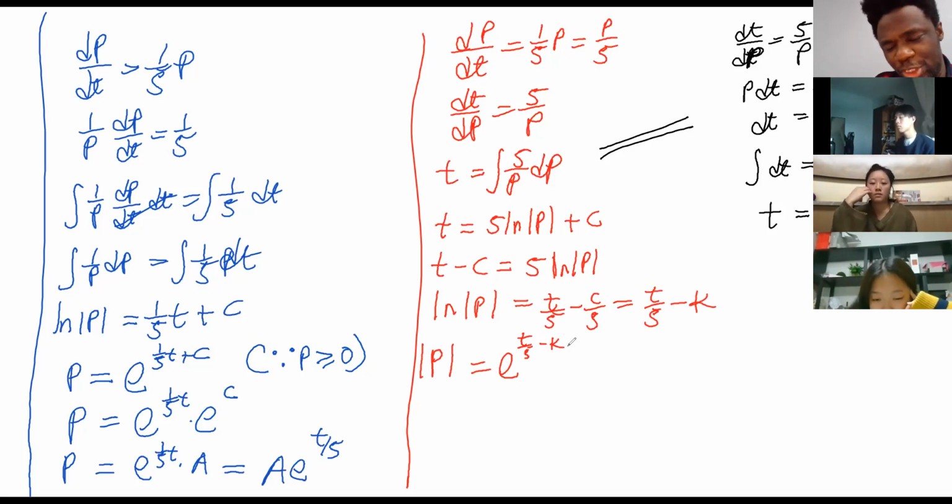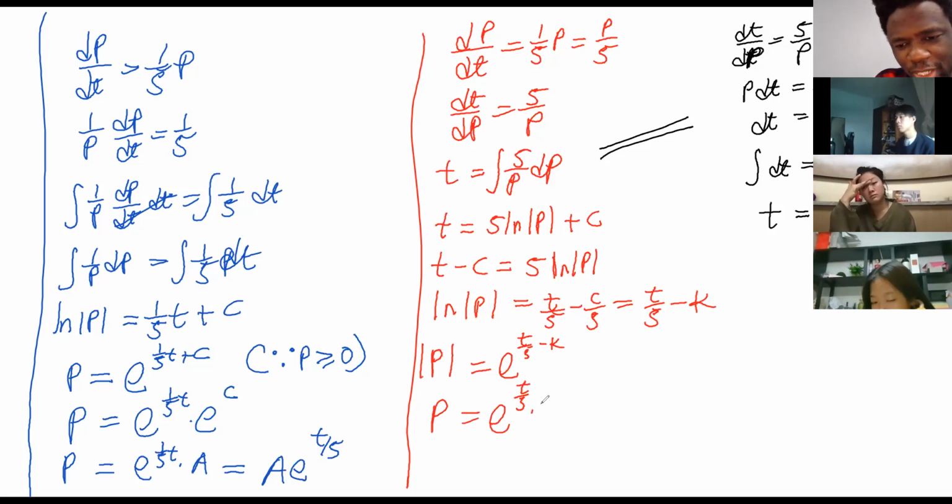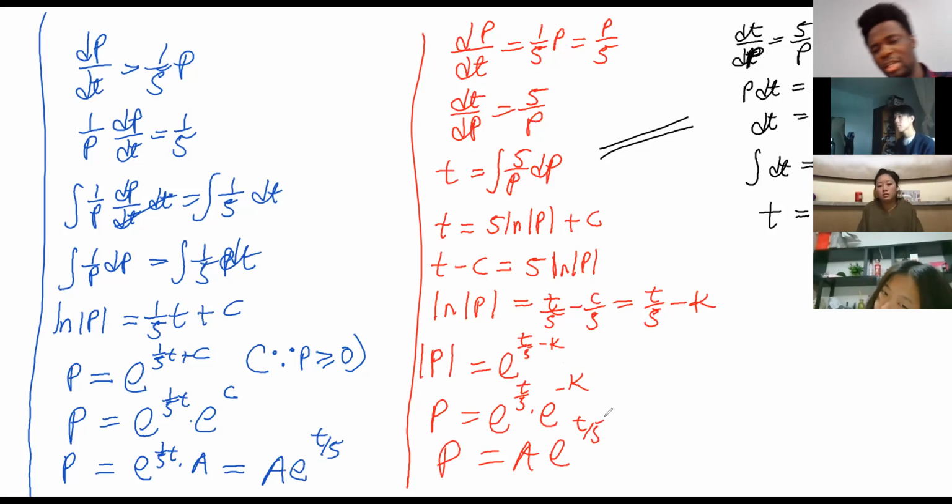Okay, your population cannot be negative, so there's no need for the absolute value. Exponential t over 5, then exponential negative k, which could be changed to a. Can you see that? So we can say p is equal to a exponential t over 5. Can you see that we arrive at the same point? Mr. Cheng, does that answer your question? And the rest can follow.